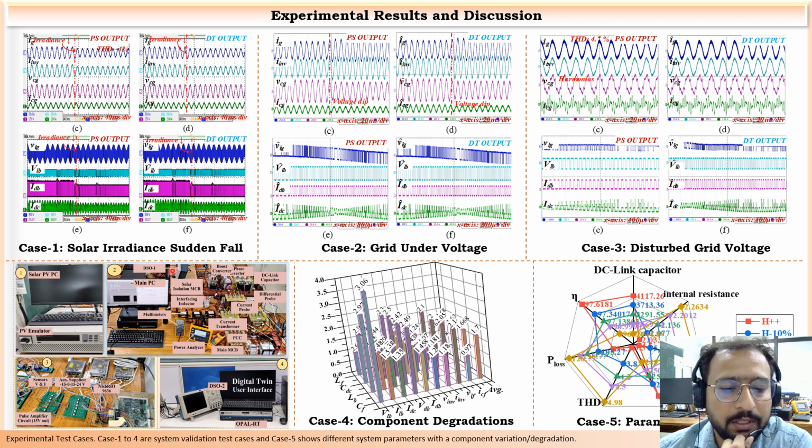The framework has been tested under five different cases. Cases 1 to 3 demonstrate the comparison between the physical system and digital twin waveforms, showing an excellent matching accuracy of around 98%. Case 4 presents the digital twin performance under a component degradation scenario, while Case 5 illustrates how system parameters vary as the components degrade over time.